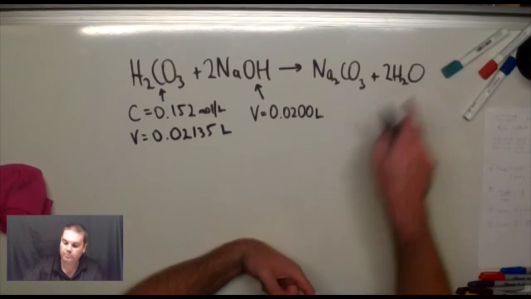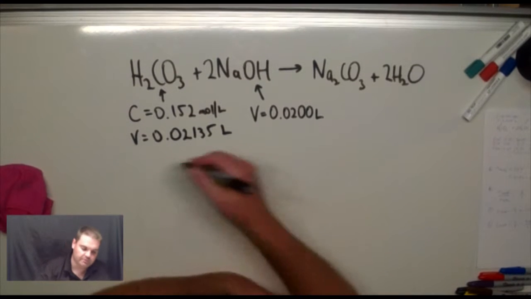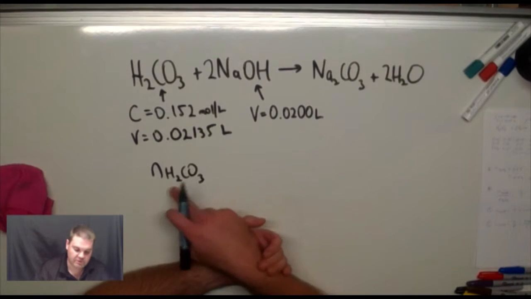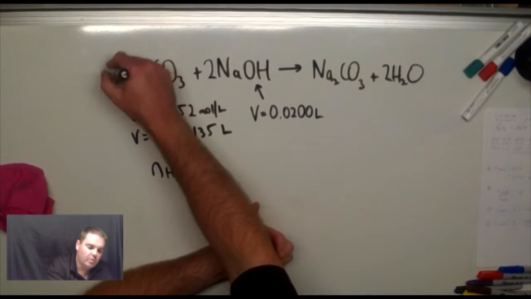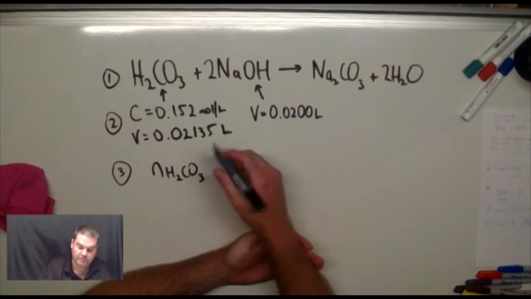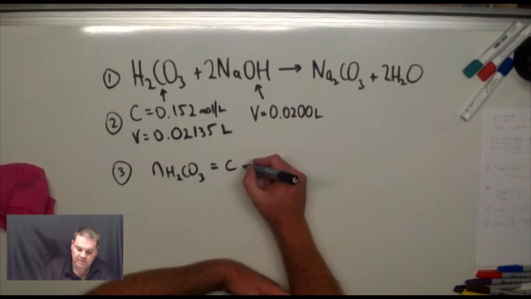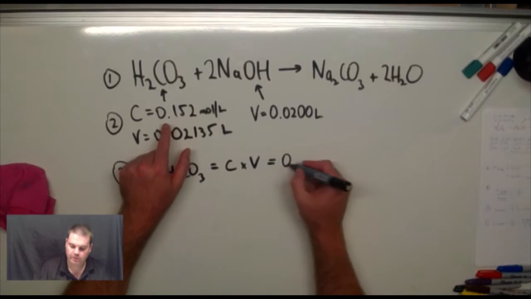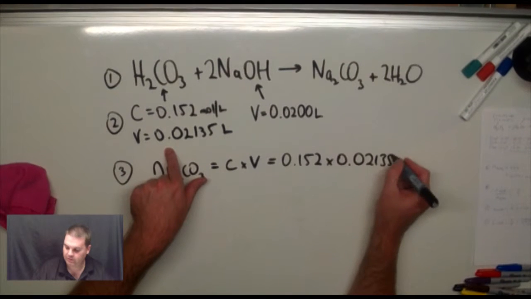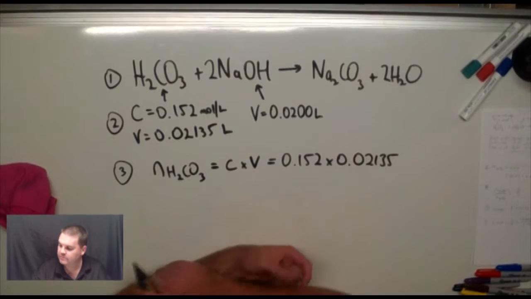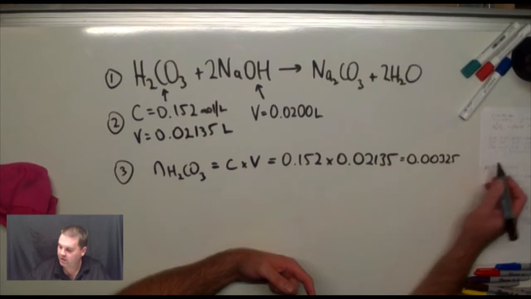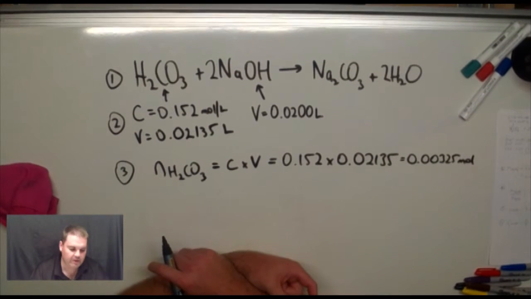So now we go to step 3, which is calculating number of moles for our known solution. So our number of moles of carbonic acid, so remember if you actually use your little subscripts like this, it makes it a lot easier. So step 1 was writing our balanced equation, step 2 was writing down what we know, step 3 is our number of moles of carbonic acid. So n equals c times v, so it's 0.152 times 0.02135. Okay, so if you work that out, you get a value of 0.00325 moles. Okay, that's step 3.